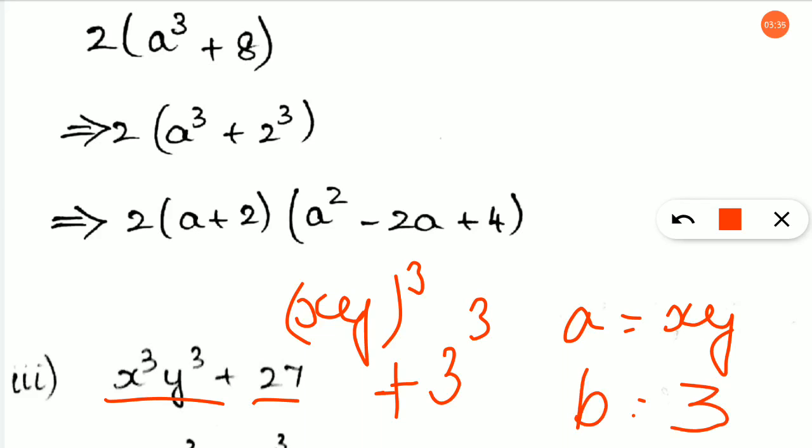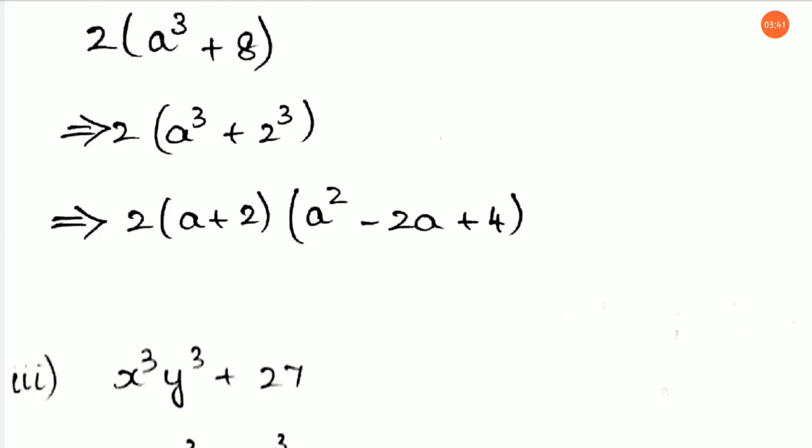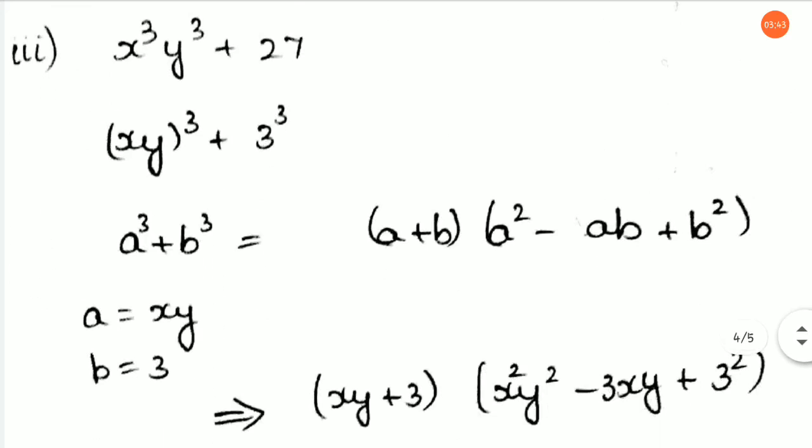Now we are going to substitute this in the formula, that is a cube plus b cube. Now we are substituting and then writing a is xy and b is 3. So xy plus 3 and then a square value is xy square. So xy the whole square or x square y square, minus ab. Ab is xy into 3, that is 3xy, plus b square. B value is 3, so we are writing it as 3 power 2, or you can write it as 9. This is how we are going to factorize using a cube plus b cube format.